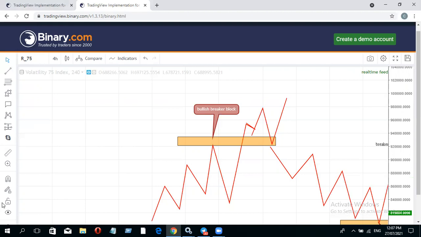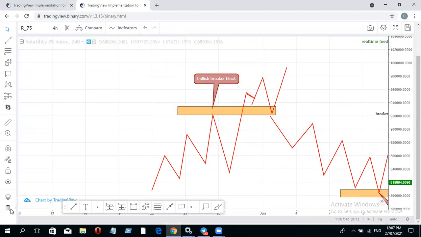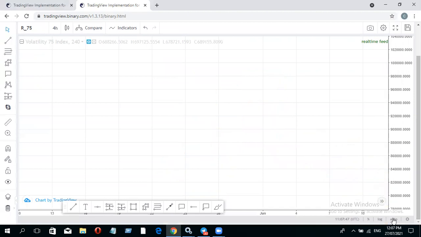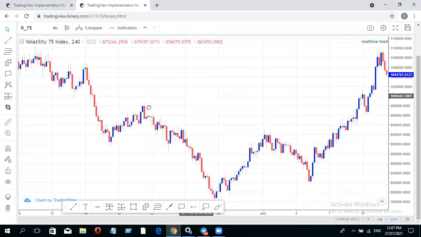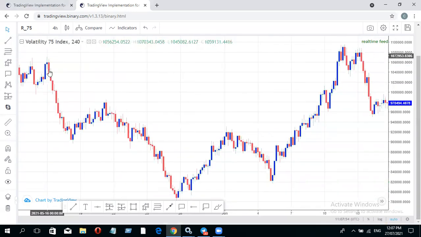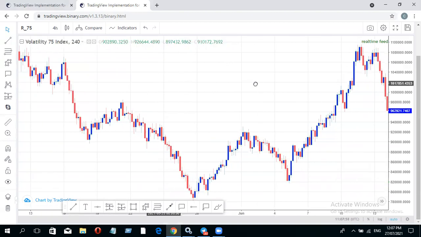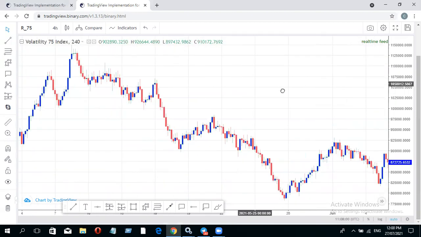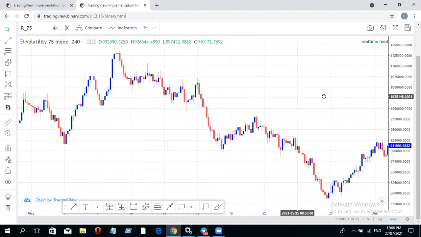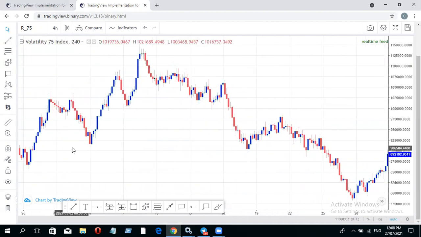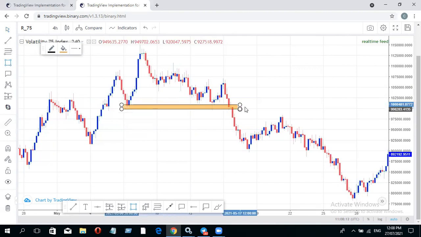All right, let's delete all of this so we can have a clearer picture. Now this market was trending downwards, as you can see. Let us go back a bit. This is our chart, and as you can see, there was some kind of level around there. There's some kind of support here.